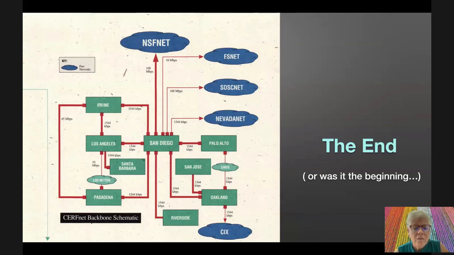We had the connection to the Commercial Internet Exchange, also to NevadaNet, which had grown by this point, SDSCNet, and then ESNet, which is the Energy Sciences Network. So, in a very short period of time, from the very late 80s until 1994, there was unbelievable growth and an opportunity to continue on with an amazing thing that still is today a pretty amazing thing when you have the world in your pocket.